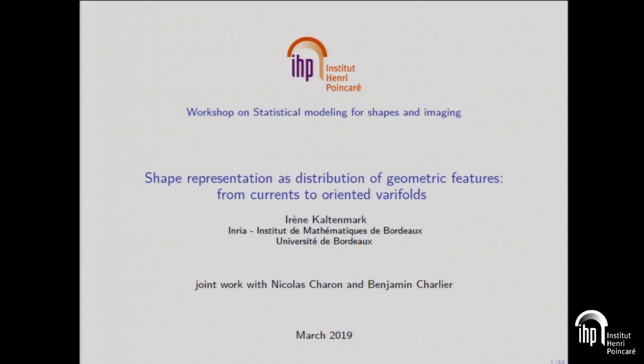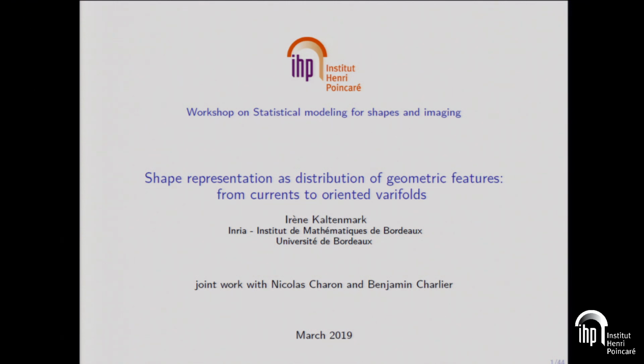I'd like to thank the organizer for the complete semester with its many events and for this invitation today, where I chose to talk and to present you an overview of shape representations as kernels, varifold, and oriented varifold. So the two first objects have been introduced by Johan, who is in this room, 20 years ago.